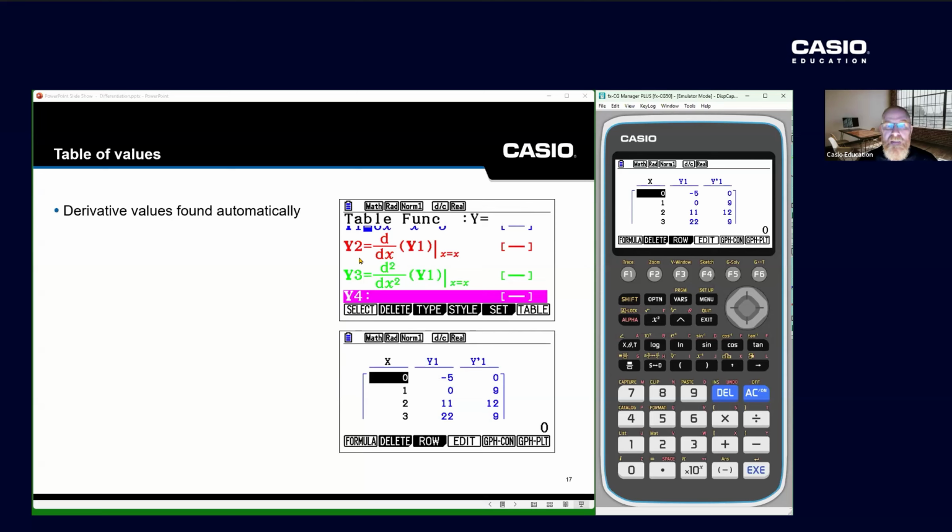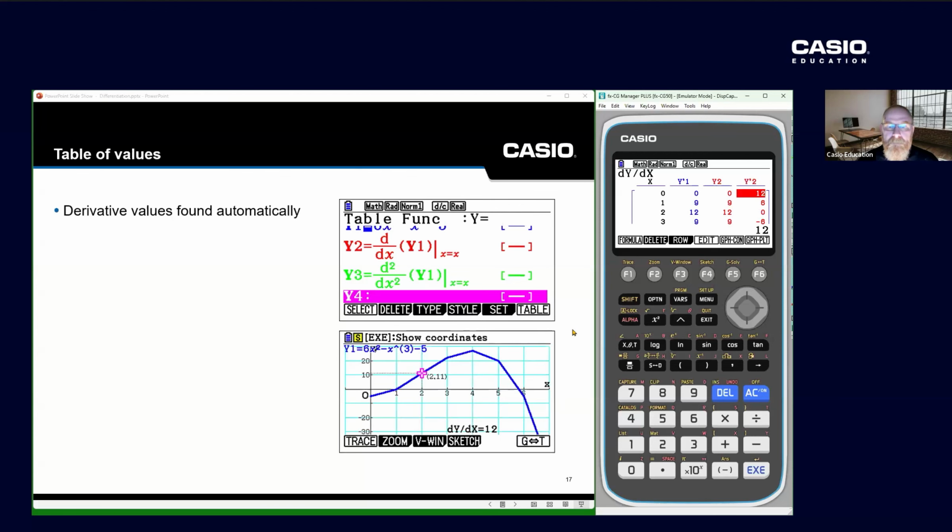If I had left the first derivative on there, I would have also got the first derivative. So let's just demonstrate that. So these two columns should have the same values, which makes sense. And I'll get the derivative of the first derivative, so my second derivative is also calculated. Okay, so turning the derivative on is actually quite useful.